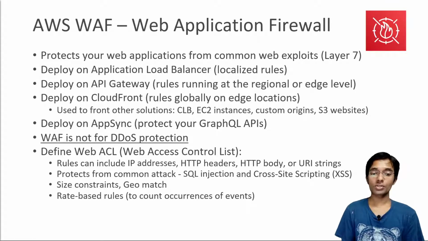You can have size constraints to say, hey, any request bigger than 20 megabytes, block it. You can have a geo match to block or allow a specific country based on the IP addresses, and you can have rate-based rules to count occurrences of events and say, hey, if this happened more than 5 times per second, this looks fishy, block it.